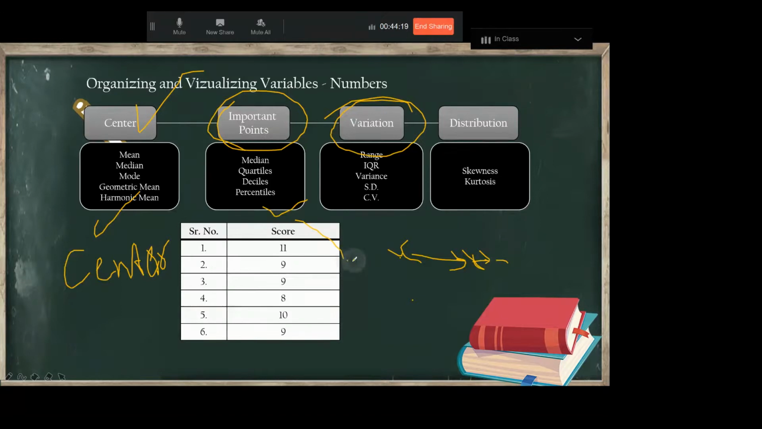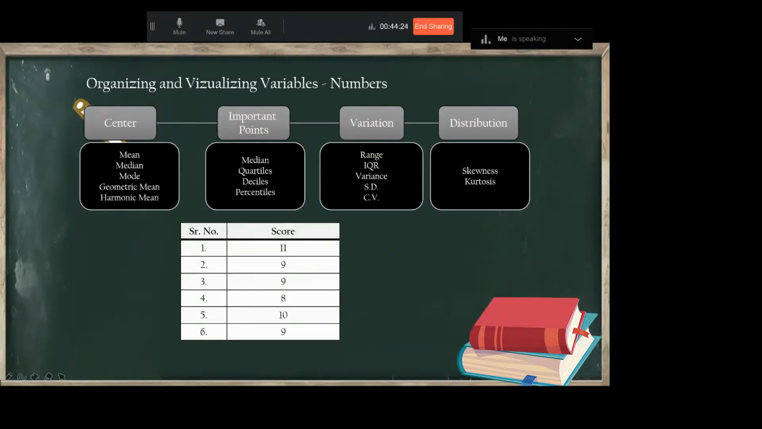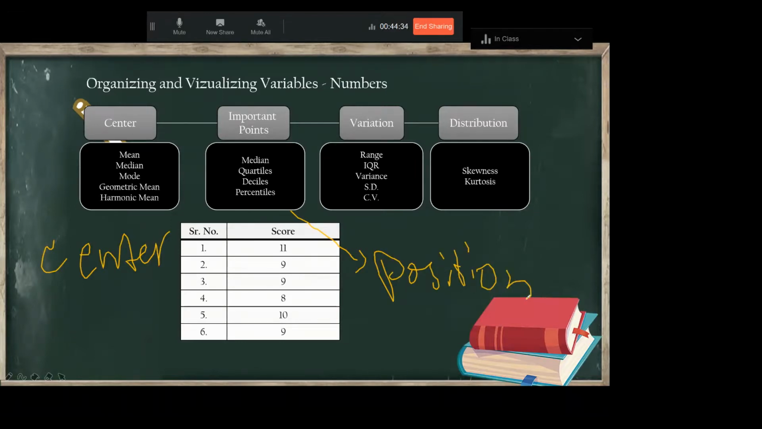Here we define, sorry, let me do it like this. So here we find center, here we find position. You should know these concepts. So averages we take to get the center of the distribution. We take the position of the data points, that is, where does it lie. For this, we take median, quartile, decile, and percentile.